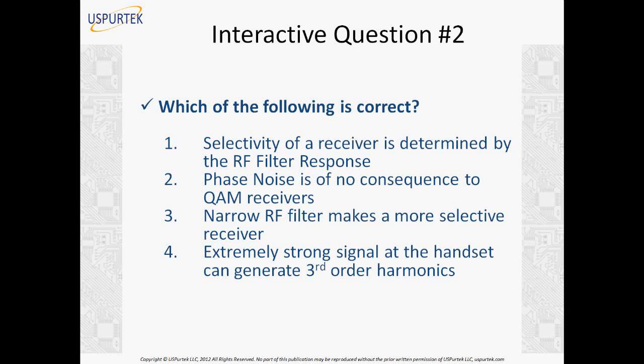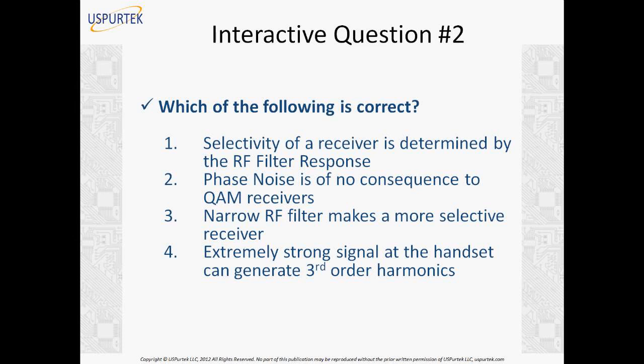Okay, very good. There are some responses here. Let me go through this. Selectivity of a receiver is determined by the RF filter response. Well, yes, that is true. Phase noise is of no consequence to QAM receivers. No, that is false, because we just saw that phase noise interferes with the detection process of a QAM receiver. Narrow RF filter makes a more selective receiver. That is true. Extremely strong signal at the handset can generate third order harmonics. That is also true.